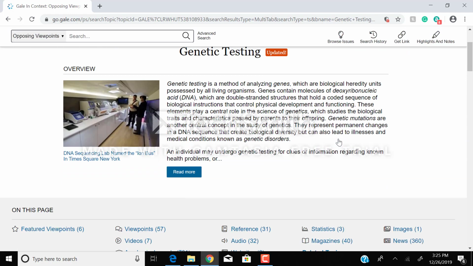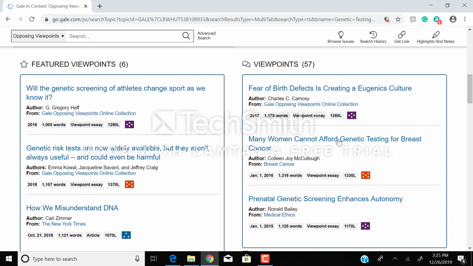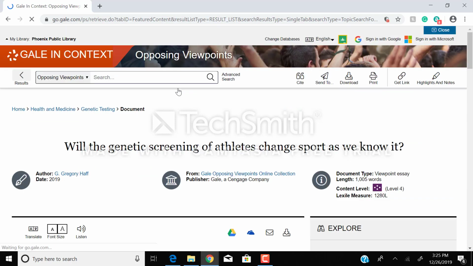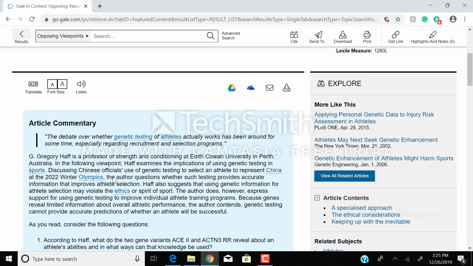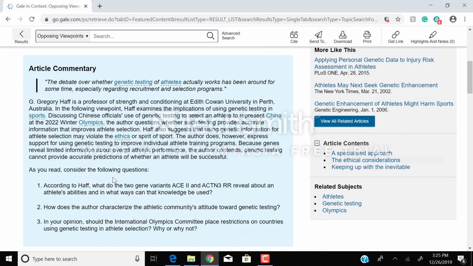So looking down here, we'll see it divides it up into different sections. I'm just going to randomly choose one here, a viewpoint. And this database kind of already does a lot of the work for you. That might not always be the case, though. You have to actually read it.